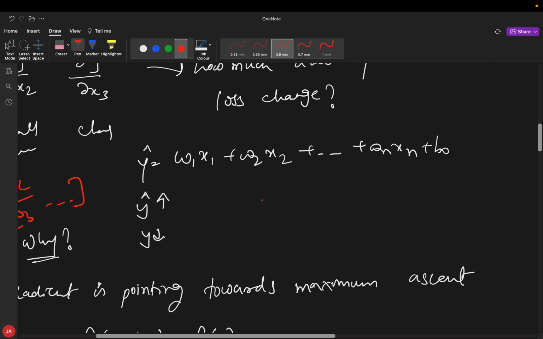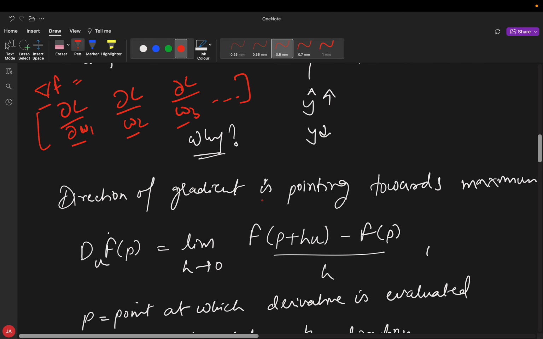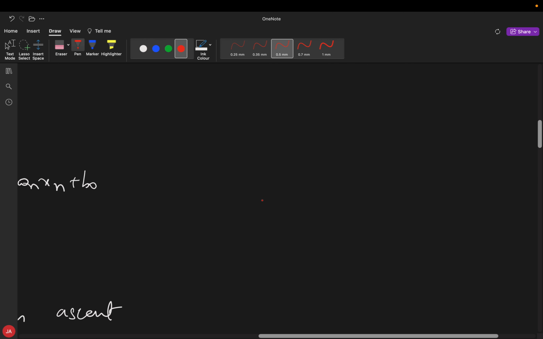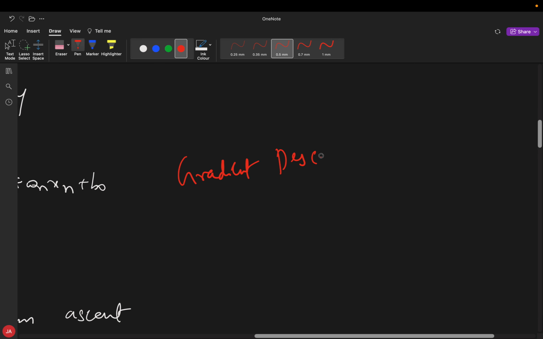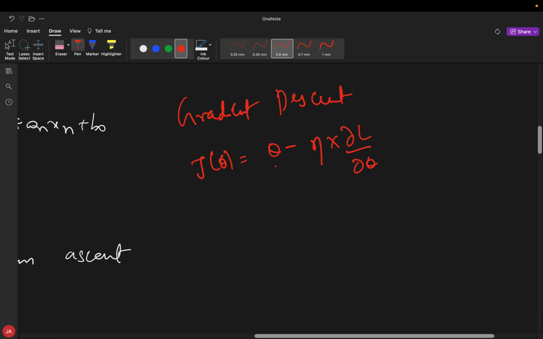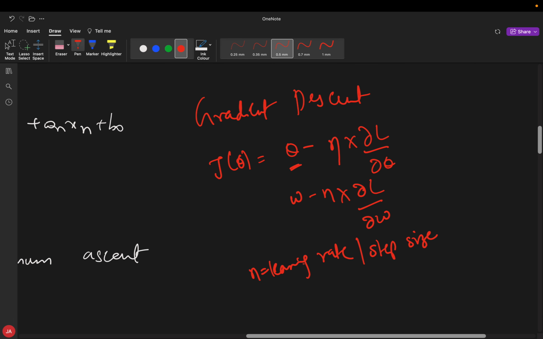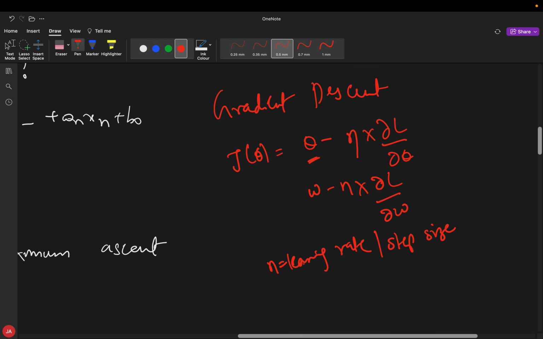How should I check? Let's say using the gradient descent formula, which says theta equals theta minus eta times the derivative with respect to theta. Here theta is my weight, this is the derivative of it, and eta is the learning rate, or we can say the step size. So how much should I update is based on the learning rate.